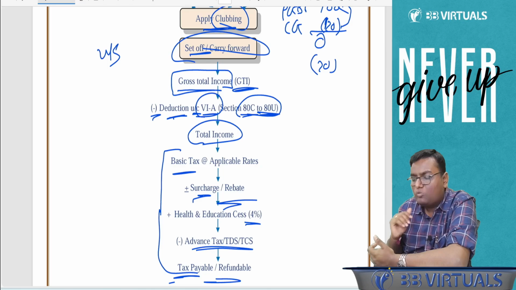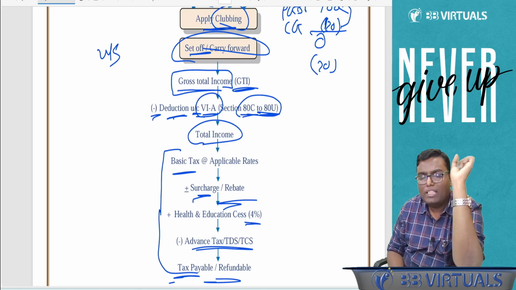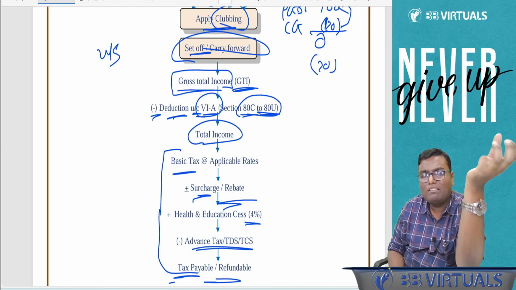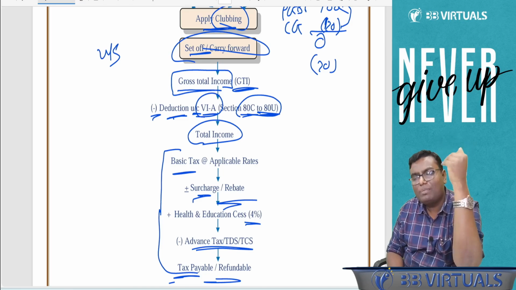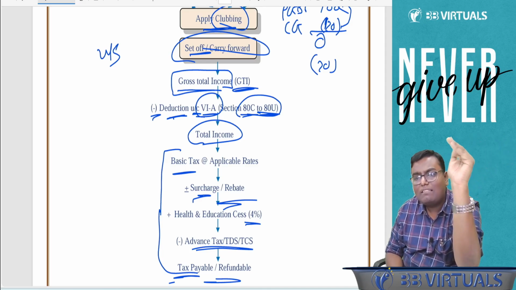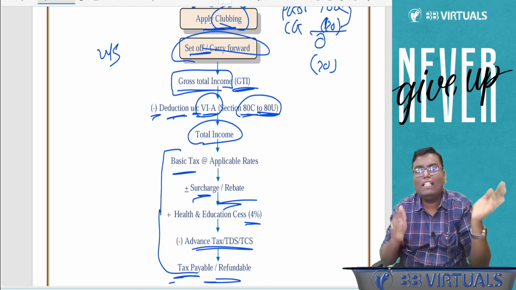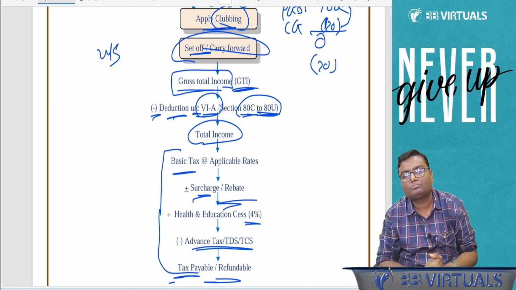What is the entire procedure? First of all, residential status. Then the five heads of income: income from salary, income from house property, PGBP, profit and gain from business and profession, capital gain, income from other sources. Then we will apply clubbing, set off and carry forward. Then we will get gross total income minus deduction under Chapter 6A, 80C to 80U. Then we will get the total income, and on that tax rates will be applicable.